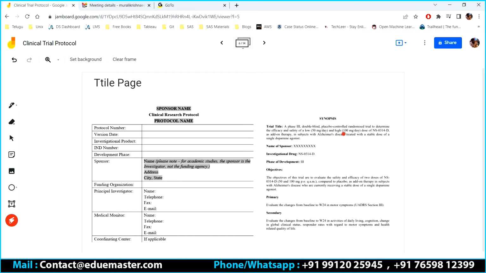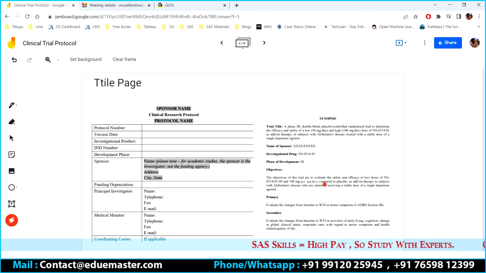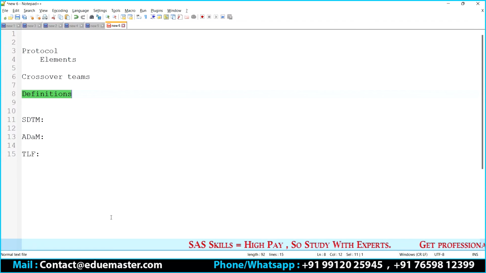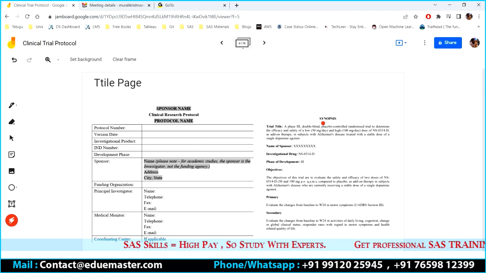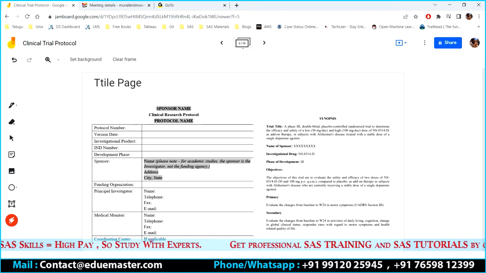Then placebo control. Placebo is nothing but a kind of a drug only, right? So what is the randomization? Like how many subjects we are taking? All these things we are going to discuss. For now, we just understand that there is a title talking about some of the definitions and parameters. Those parameters were part of your definitions. Today itself, we are going to discuss about this blinding thing.